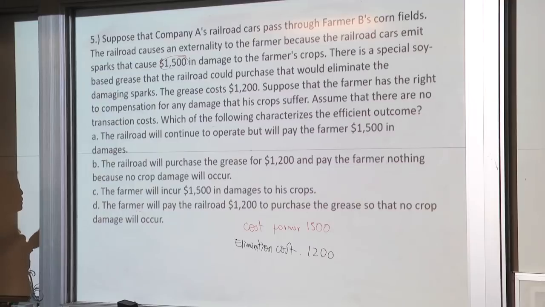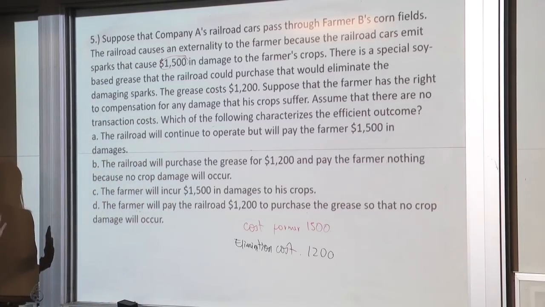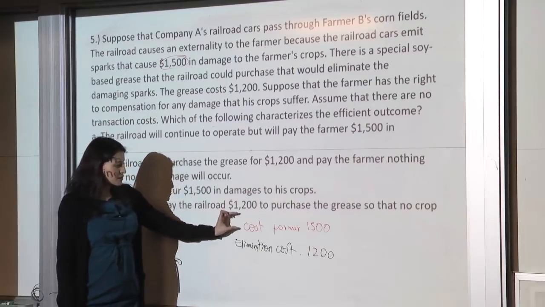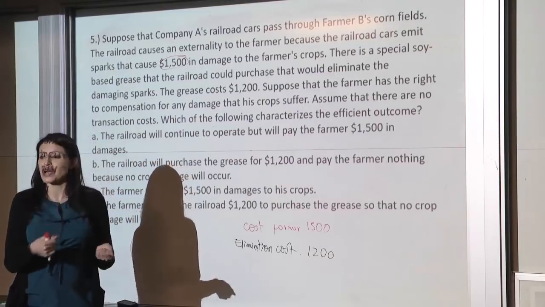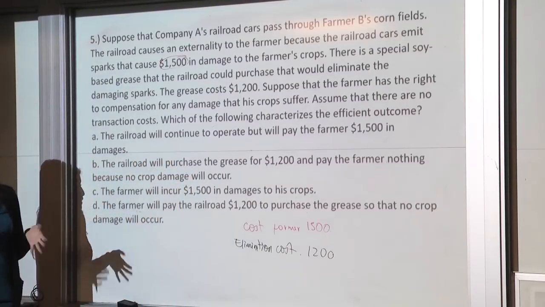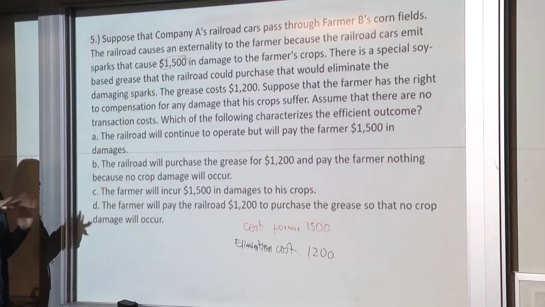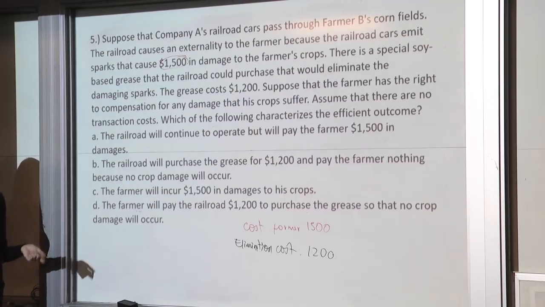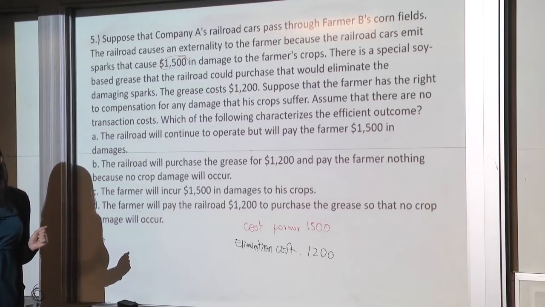Suppose that the farmer has the right to compensation for any damage that his crops suffer. Assume that there are no transaction costs. Which of the following characterizes the efficient outcome? Okay. So what is the important information here for an efficient outcome? We have basically the cost of the farmer, the cost of elimination, and the fact that the farmer has the rights. If the farmer has the rights, that means that he says, I'm sorry, there are no cars passing through this railroad because this is going to cost me 1,500. Unless you pay me those 1,500, you can't pass the cars.